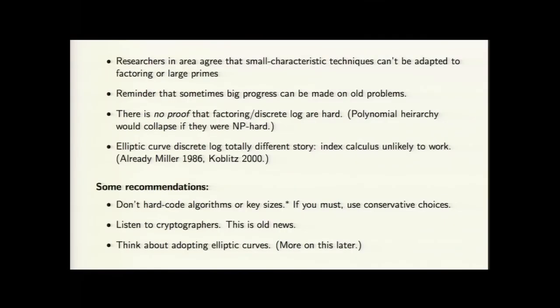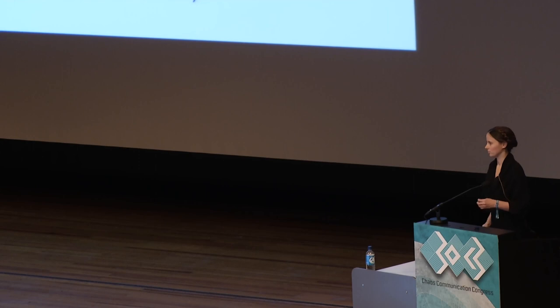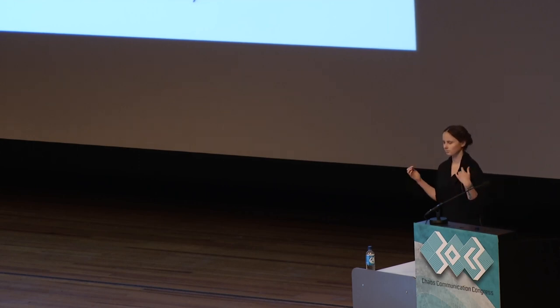Asterisk: elliptic curves are a completely different story. All of these techniques are unlikely to work in that case. So for practitioners, the things to think about, Dan and I actually had some big arguments about what to say here. I want to say don't hard code your algorithms or key sizes, because things can change. Dan doesn't like algorithmic agility, but he says that we know what the correct choices are, and you should put in the correct choices, which is very conservative choices for elliptic curves. The big lesson here is listen to the cryptographers, because this kind of news is actually old news. If you need to use new public key crypto, think about elliptic curves. There will be a little bit more on this later.